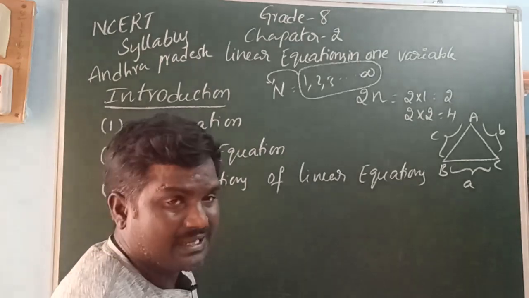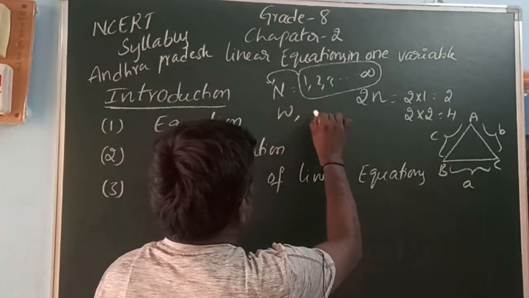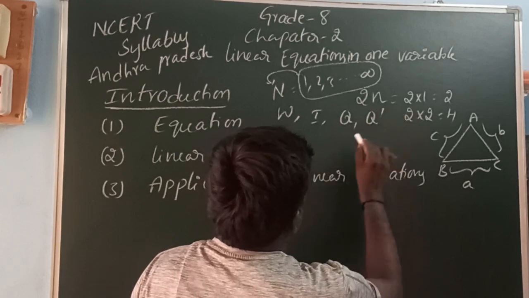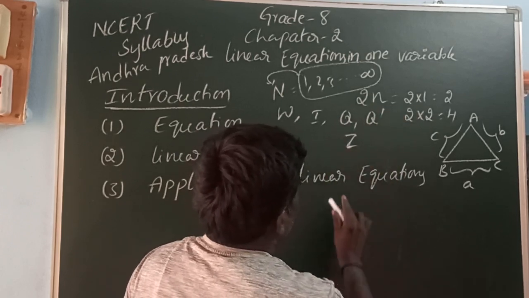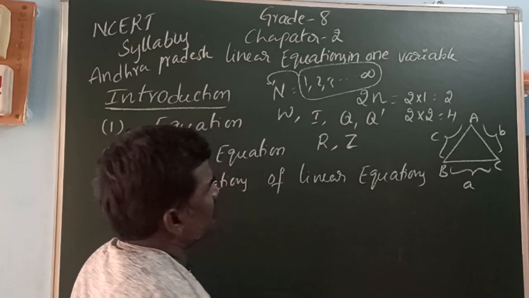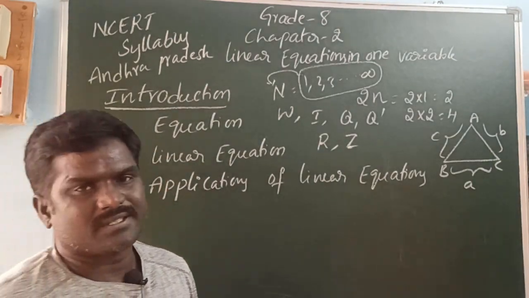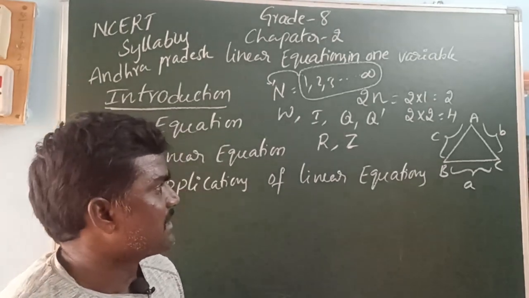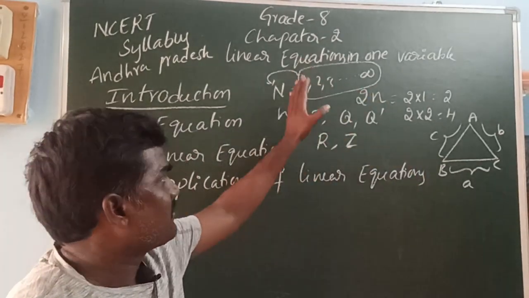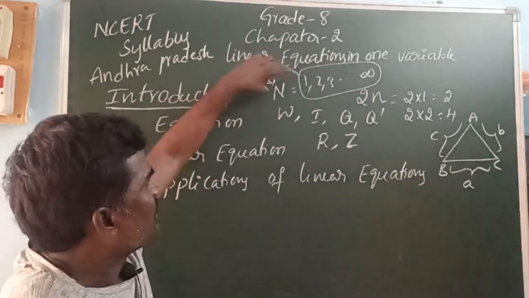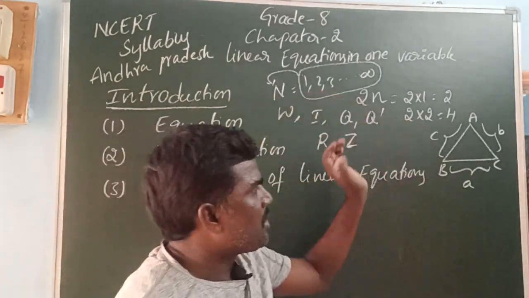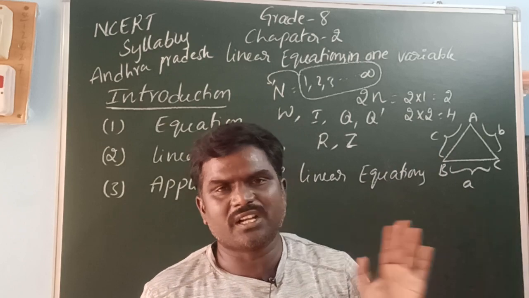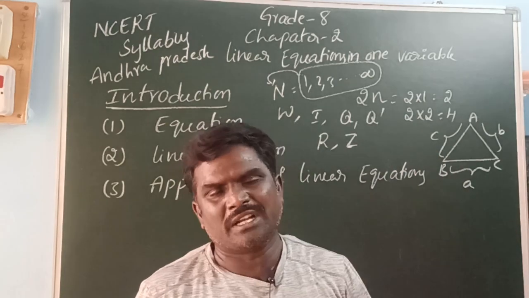Next, whole numbers, W. Next, integers, I. Rational numbers, Q. Irrational numbers, Q dash. Complex numbers, Z. Real numbers, R. Okay, so here variables are denoted by capital letters and small alphabetic letters. Capital alphabetic letters, for all the numbers you can take one symbol. Next, small alphabetic letters, we can take for the unknown length of geometrical figures. Okay, that is called variable.